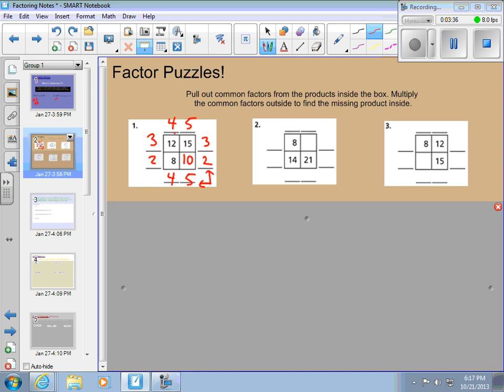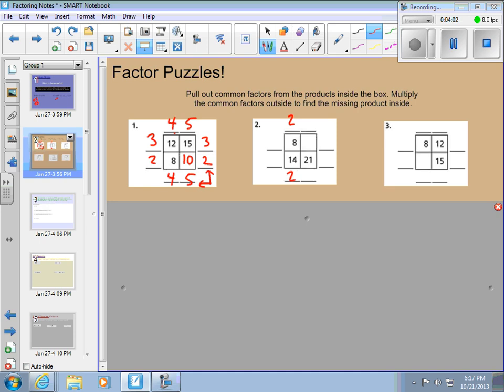Let's try another one here. In the next one, we've got 8, 14, 21 in the box. We want to figure out what's the other part of that factor puzzle. Again, look for the greatest common factor for each. So the greatest common factor between 8 and 14, they're both even, so we know 2 goes in there. Look for bigger even numbers. Would 4 go into both? Well, 4 goes into 8, but not 14, and so nothing bigger. So this would be 2 and 2.